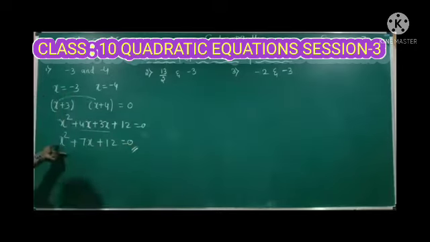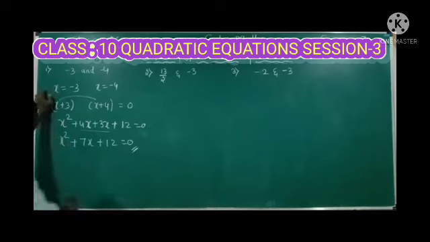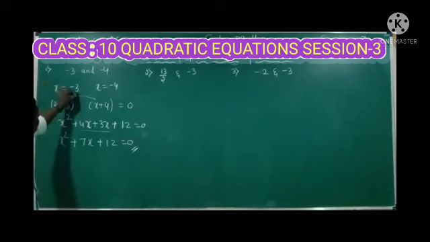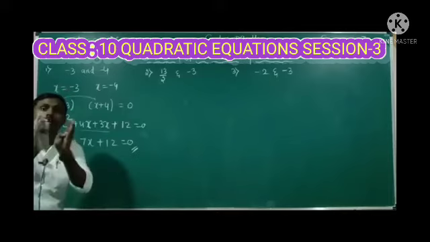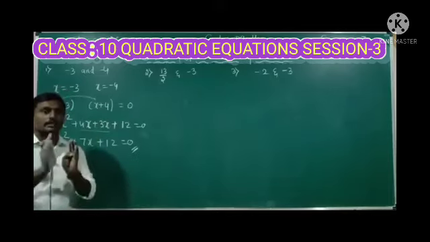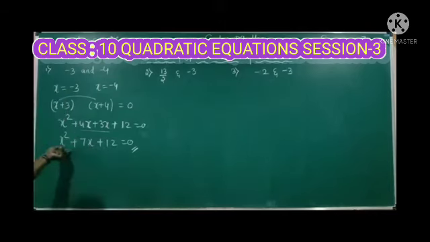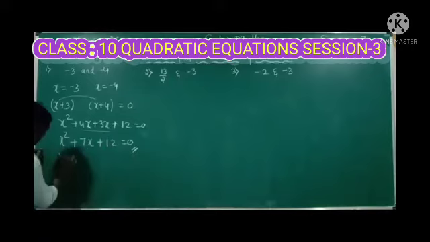Can we verify whether the equation is correct or not? How can you verify it? Just substitute x is equal to minus 3 or x is equal to minus 4 in this quadratic equation. Once you get LHS equal to RHS, it means the quadratic equation formed here is absolutely right. Just check it, verify. This verification is not necessary, just for our knowledge purpose only.